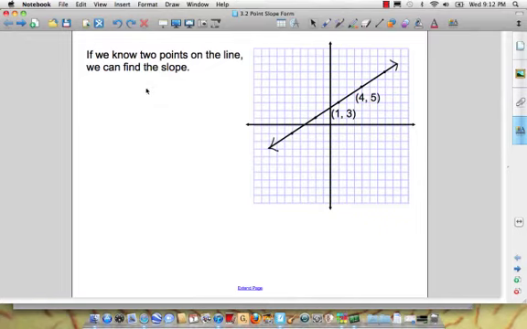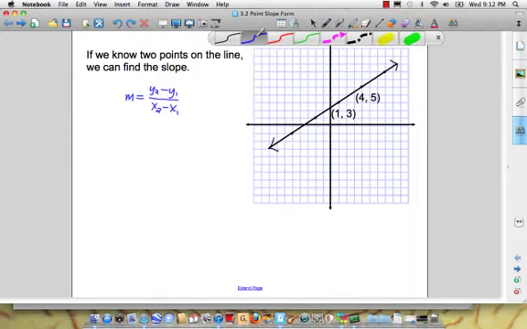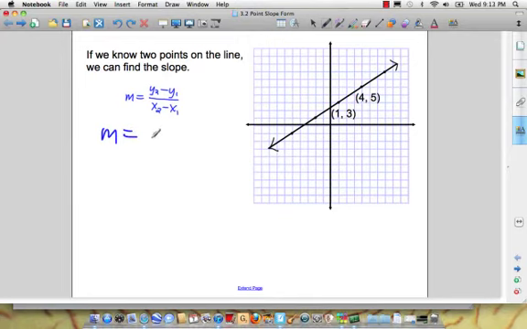We can now use those coordinates for the 2 points and plug them into the slope formula, and that'll give us the slope. Okay, so I'm going to go ahead and do that. To find the slope, which we usually call m, I'm going to do y2 minus y1, so 5 minus 3 in the numerator, and then in the denominator x2 minus x1, 4 minus 1. I get 5 minus 3 is 2, 4 minus 1 is 3.